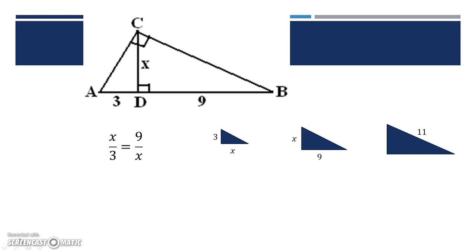Cross multiply, notice this is the geometric mean. We get x squared equals 27. Take the square root, we get the square root of 27. Biggest perfect square is 9, 3 times. Square root of 9 is 3, so this is 3 square root of 3, or about 5.2.